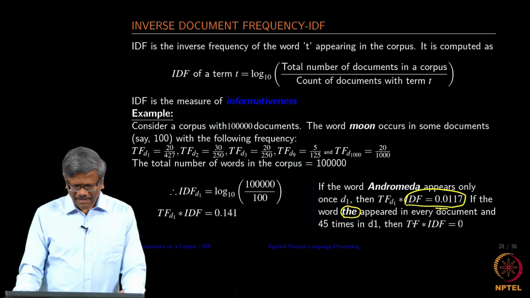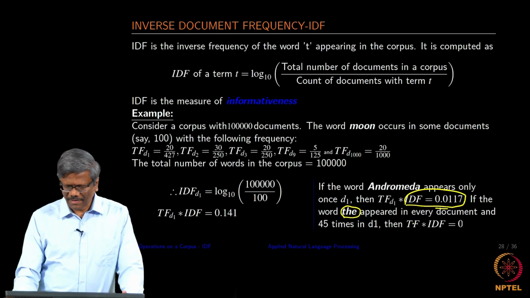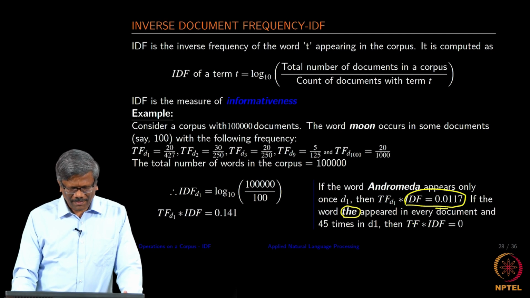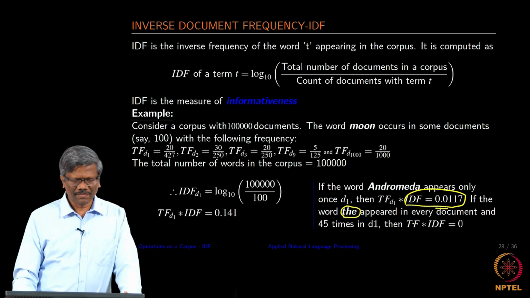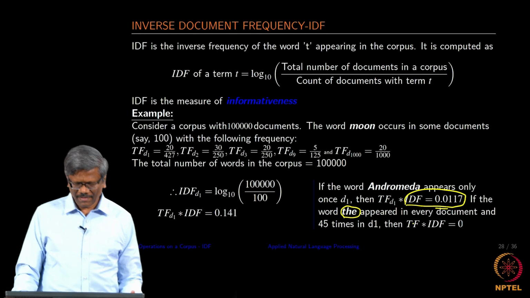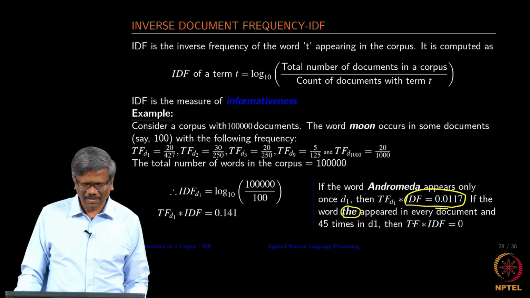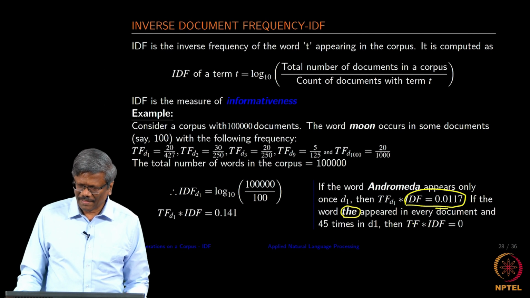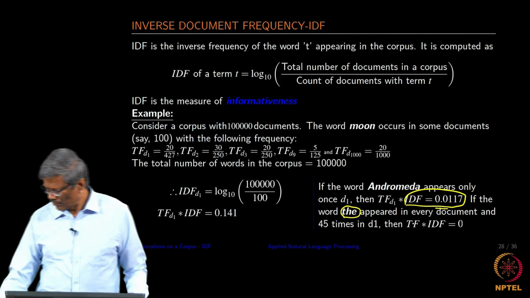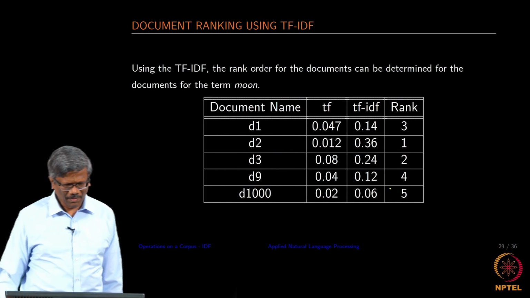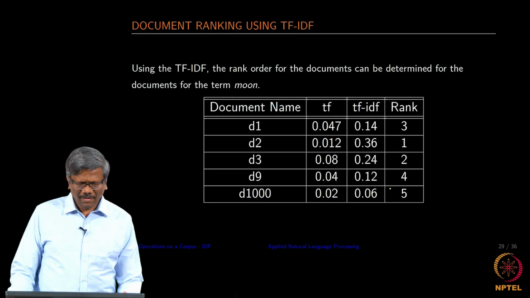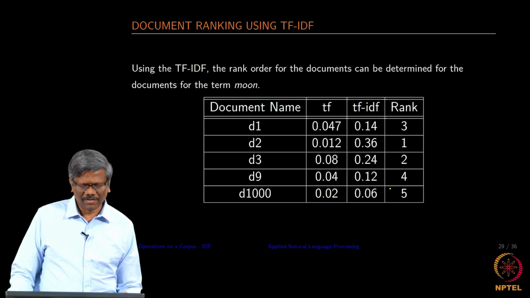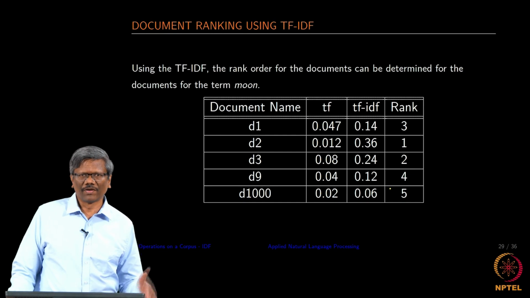So, if the word "the" appeared in every document, then the TF-IDF will be equal to 0. That means the word "the" will not be considered at all in the relevancy of documents. Okay. So, now let us find out, for the given word "moon", what the rank order of all the documents is, depending on the TF-IDF.